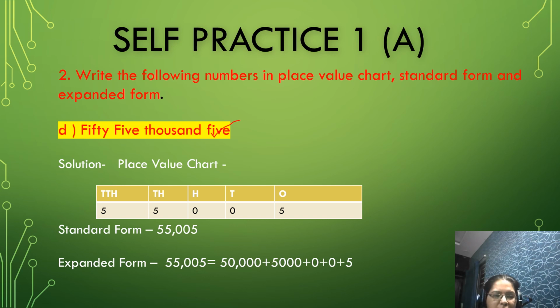So 5 is in the 1000 place, 5 is in the 10,000 place. And there is no digit in the 100 place and tens place. So we write 0 in the 100 place, 0 in the tens place, and 5 is in the ones place. 55,005: 5 is in the 10,000 place, 5 is in the 1000 place, 0 is in the 100 place, 0 in the tens place, 5 is in the ones place.